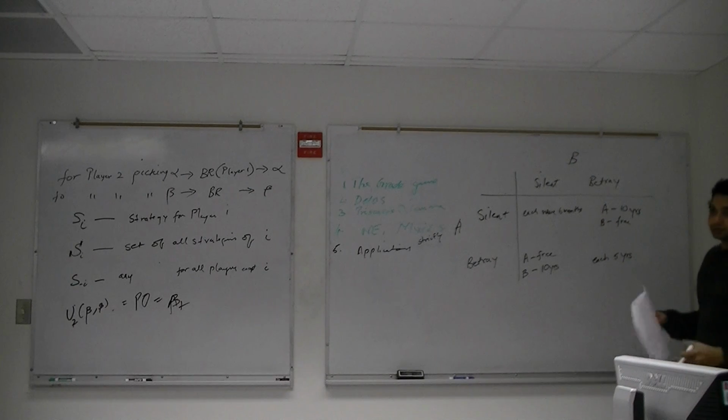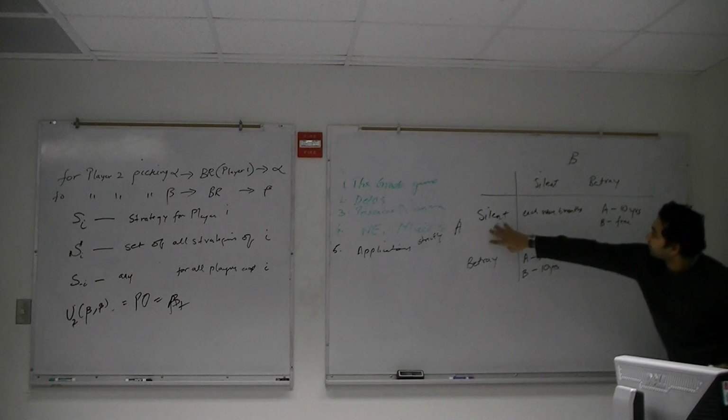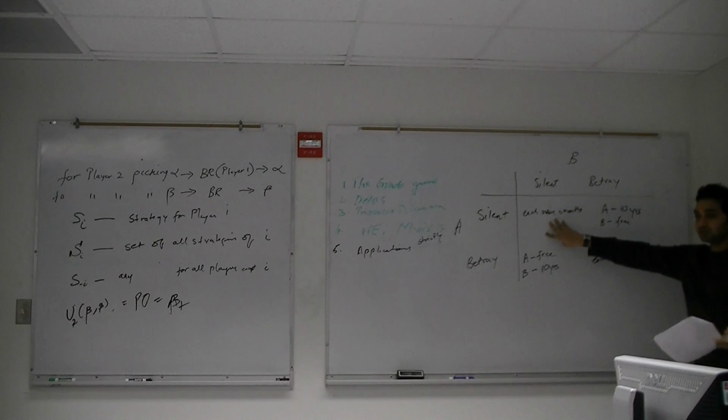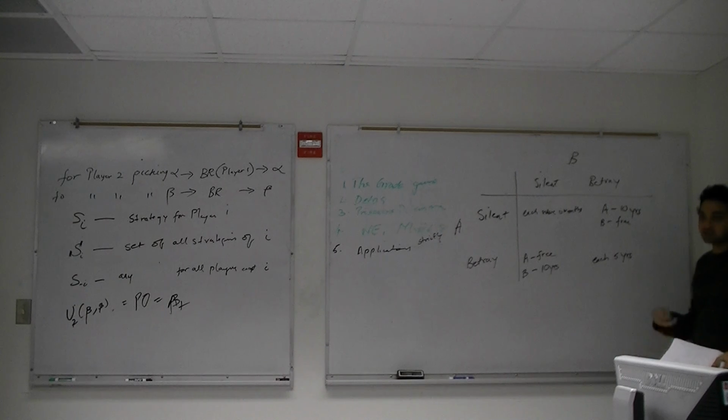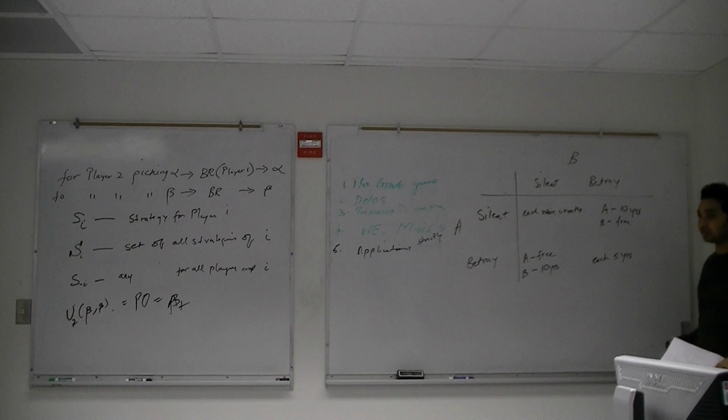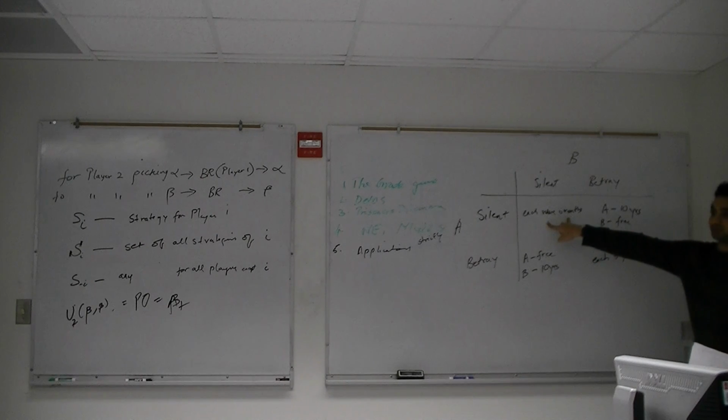Okay. So A remains silent and B also remains silent. They don't confess or they don't betray each other. I mean, betray in this particular sense is the other guy did the mistake or the other guy did the stealing. Okay. So each serves 6 months.